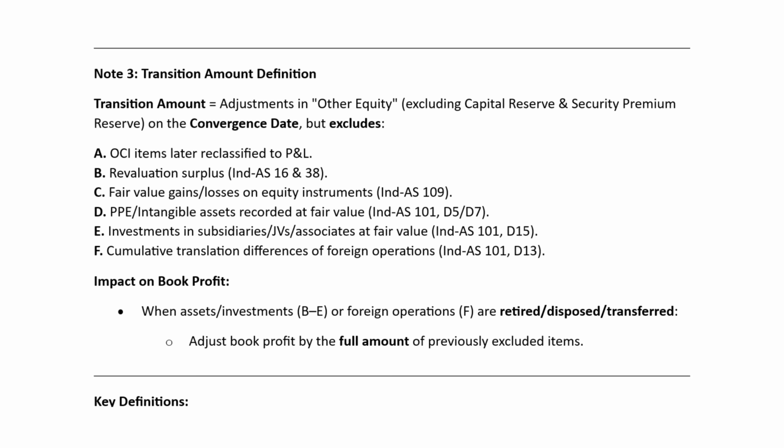Above we heard about transition amount. Transition amount is adjustment in other equity, excluding capital reserve and security premium, on the convergence date. Now we are understanding what is convergence date. We can also understand this going ahead.